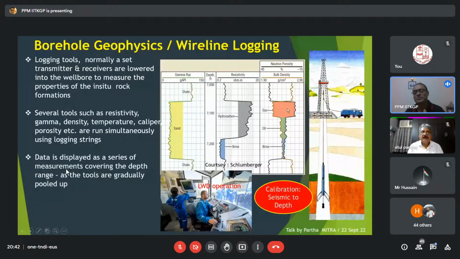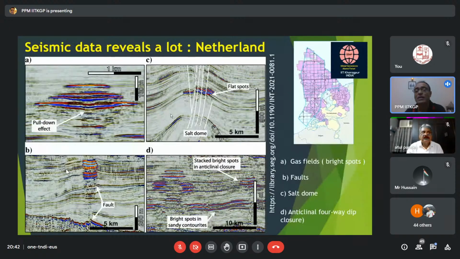Not only that, from here you can generate some kind of time-depth curve to say, okay, where does this top of the sand come in the seismic? And if it comes here, then I know that say this is at 750 millisecond, and here at 750 millisecond my depth is probably at say 7075 meter. Okay, so this is time and this is depth.